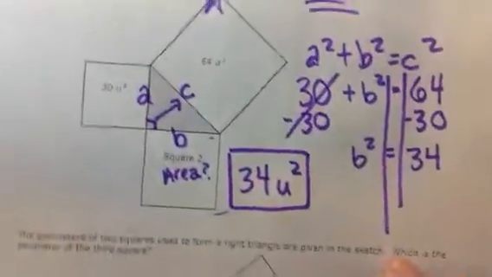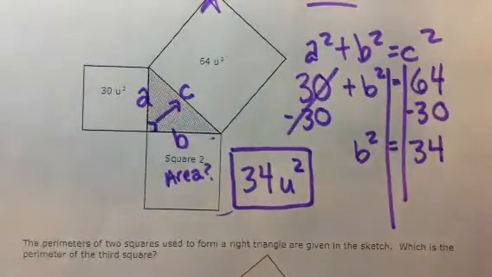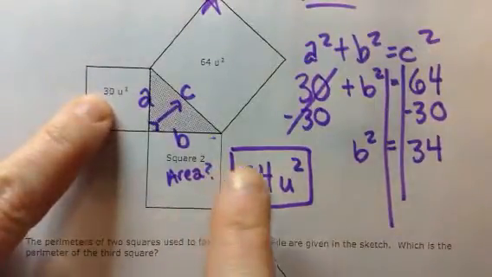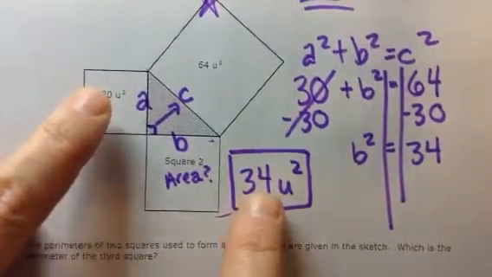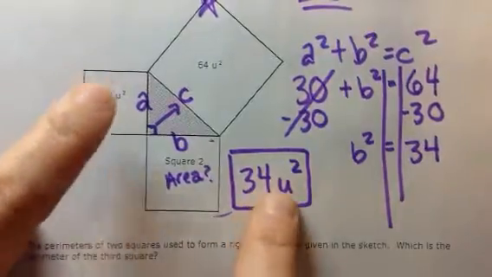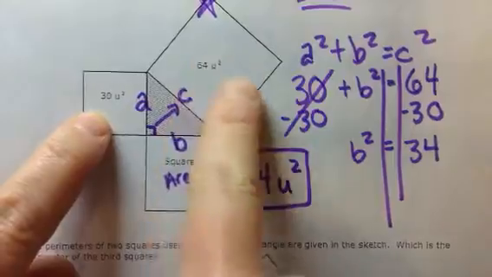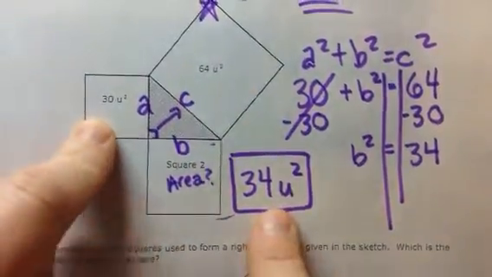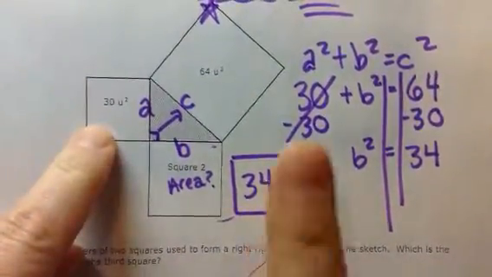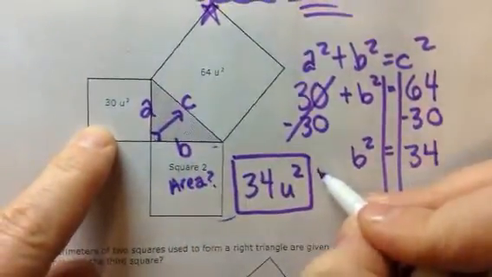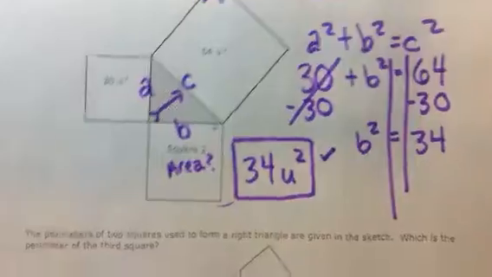Okay, so remember that at the very beginning of the Pythagorean Theorem, we said the area of this square and the area of this square that were beside the legs, we add them, and it is equal to that biggest area. So we can check to see if this makes sense. 30 plus 34 is equal to 64. Okay, so that's all they wanted.